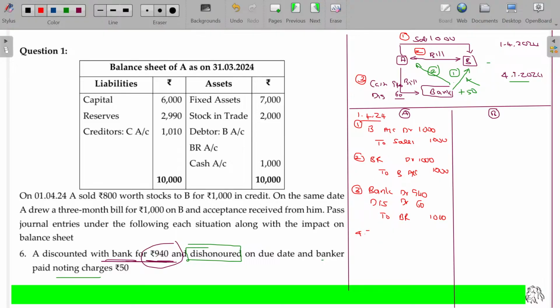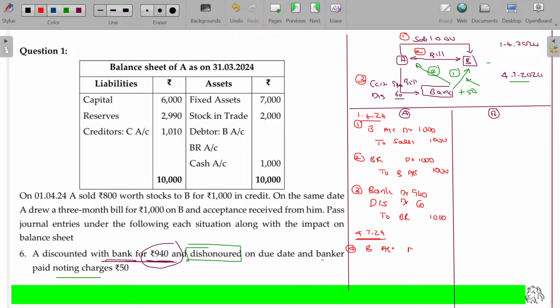On 4/7/24, clear. The bill got dishonored. Now it's my responsibility to make the payment to the banker. Automatically, the entry is reversed. While reversing, I debit B account. Again, B becomes my debtor.